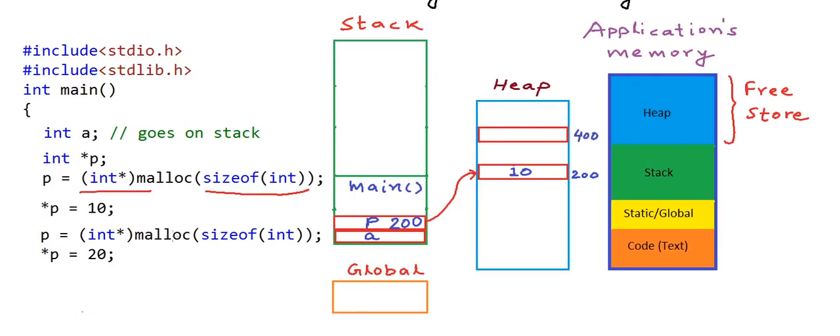Now the address that is returned by this second call to malloc, we store this address in the variable p. So what happens is that p is now pointing to the address 400. The next line writes 20 at this address. We allocated one more block and we modified the address in p to point to this block.